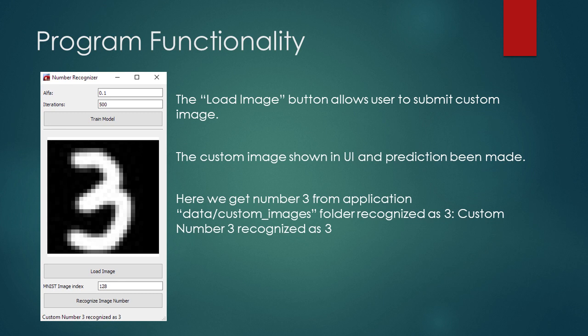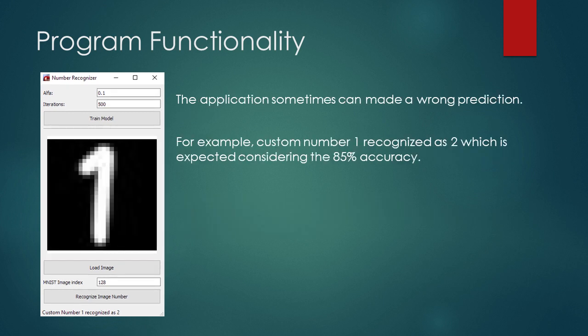The Load Image button allows the user to submit a custom image. The custom image is shown in the UI and a prediction is made. Here we get number 3 from the application Data Custom Images folder, recognized as 3. Custom number 3 recognized as 3. The application sometimes can make a wrong prediction. For example, custom number 1 is recognized as 2, which is expected considering the 85% accuracy.